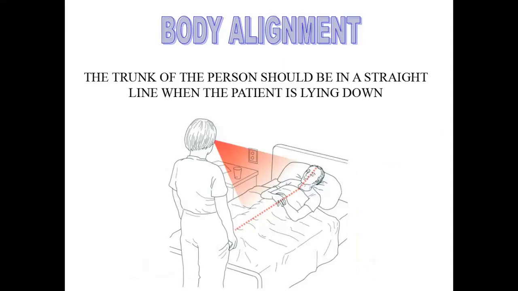What is the proper body alignment that we should maintain? The trunk of the person should be in a straight line when he is lying down. Okay, so you see these red dotted lines. The body alignment of the patient should be a straight line.